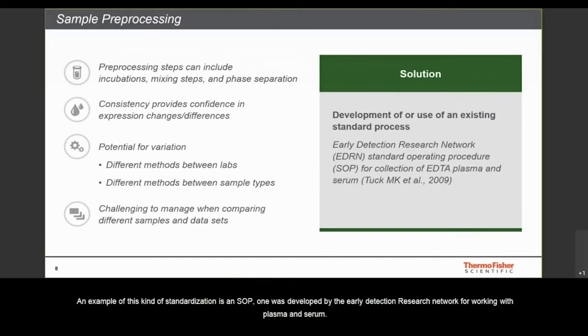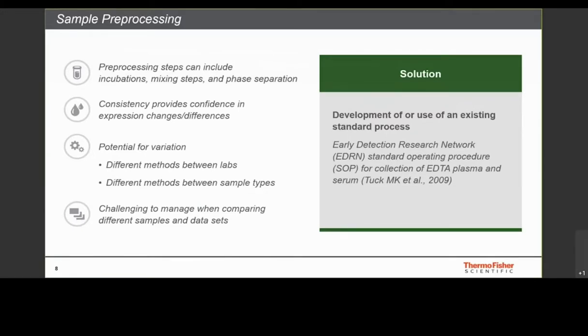An example of this kind of standardization is an SOP developed by the Early Detection Research Network for working with plasma and serum. It's made it much easier to compare different data sets and then to compare different samples and donors.